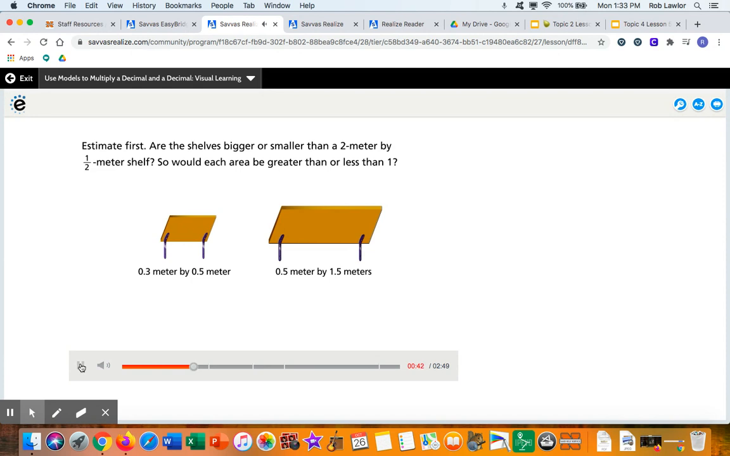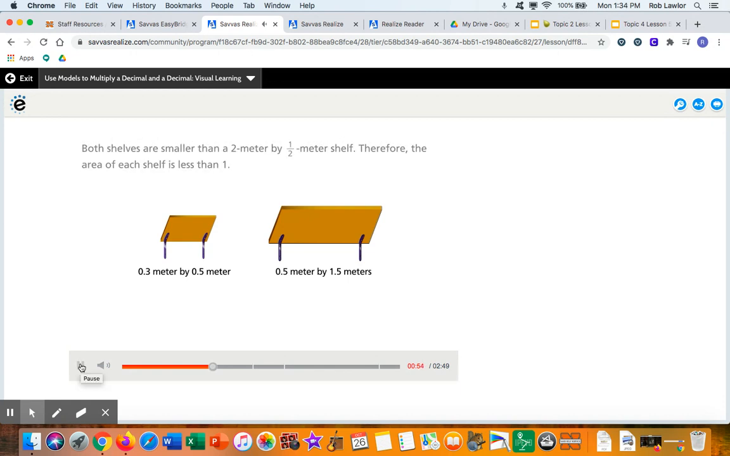Estimate first. Are the shelves bigger or smaller than a 2 meter by 1/2 meter shelf? So would each area be greater than or less than 1? Both shelves are smaller than a 2 meter by 1/2 meter shelf. Therefore, the area of each shelf is less than 1.